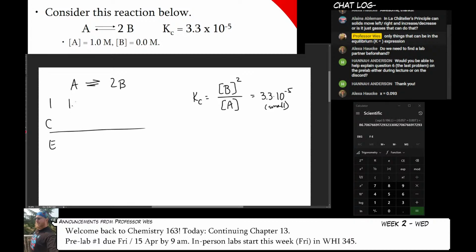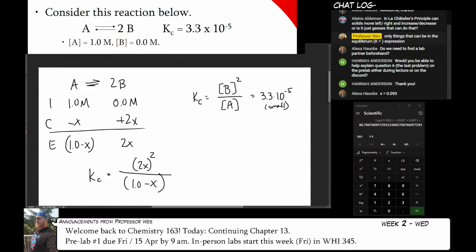And I have 1 molar A and nothing for B. We're going to consume A to produce B. Not 2B, but 2x. And then here are our expressions: 1.0 minus x, 2x. All right, so far so good? All right, let's put this all in the Kc expression. So B is 2x, and that gets squared.